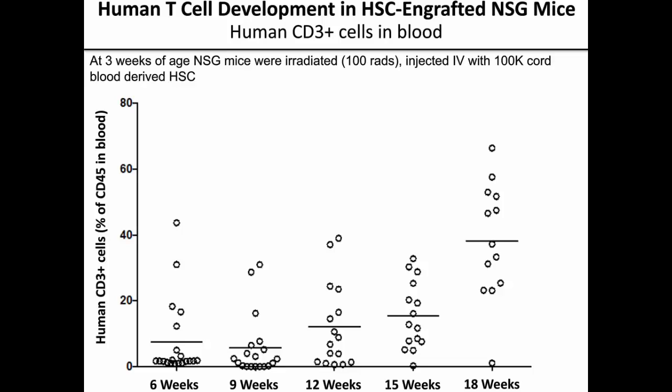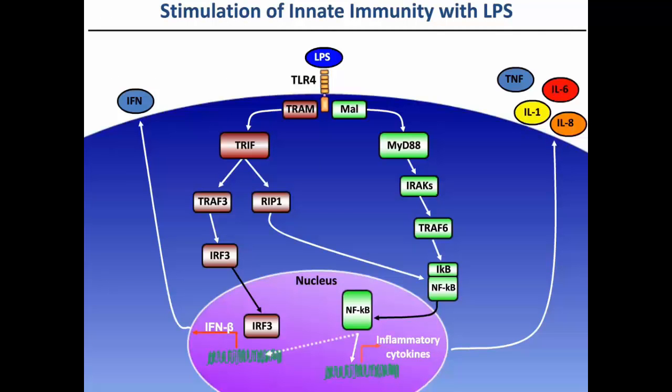So the data to this point really show that we can engraft human immune systems, including T cells, into these animal systems. So we really want to test overall functionality now. And for this, we want to look at the innate immune response and the adaptive immune response. So let's talk about the innate immune response first. The way we wanted to examine the innate immune response that can be generated in these humanized mice is by stimulation of the innate immunity by lipopolysaccharide, or LPS.